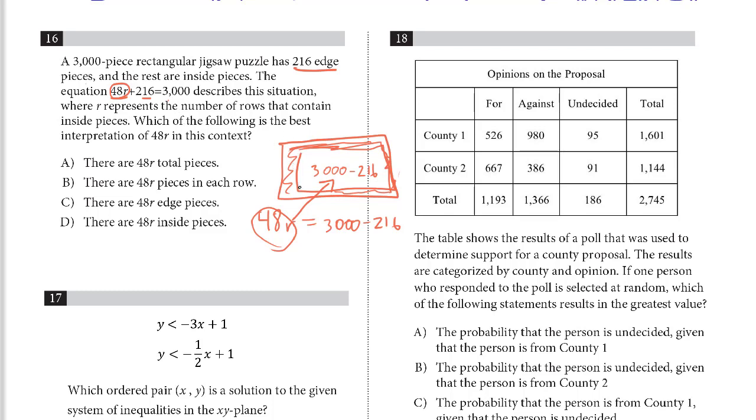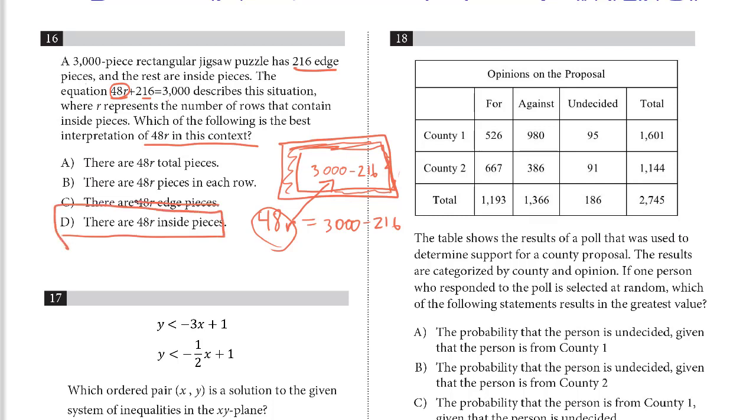So there are rows, and I guess 48 pieces in each row with the exception of the pieces on the outside. So that'd be 50 in total, but that may not matter for the question. Let's look at the question. Which of the following is the best interpretation of 48R in this context? Well, we just figured that out. It's the number of pieces in the middle of the puzzle. So there are 48R inside pieces, D.